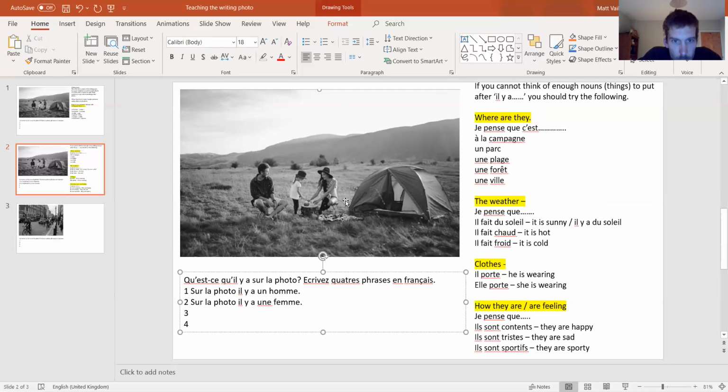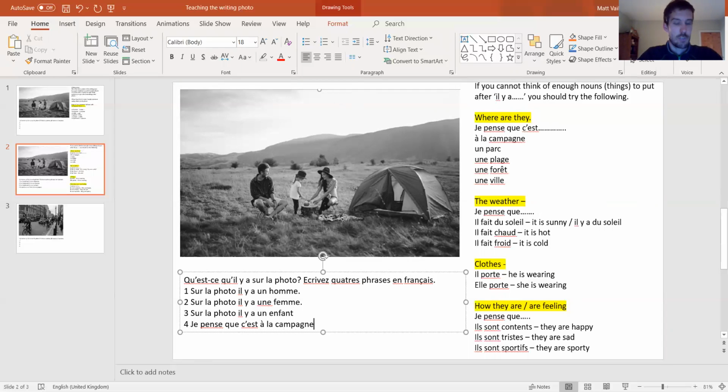So we've got a man, a woman, we've got a child. Let's go with that one. Sur la photo, il y a un enfant. In the photo, there is a child. And then that's the people exhausted. So that's when we have to look here. Well, they are outside. They're in a location. That's easy to do. I will go with je pense que c'est. That's not how you spell c'est. Je pense que c'est à la campagne.